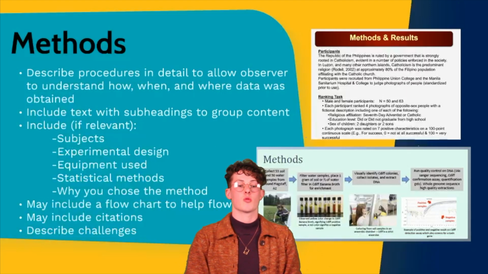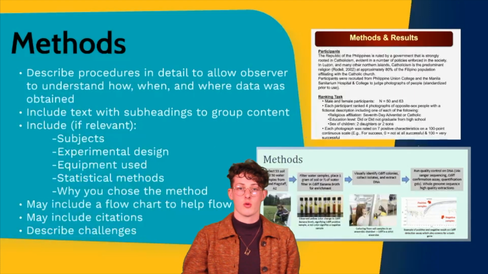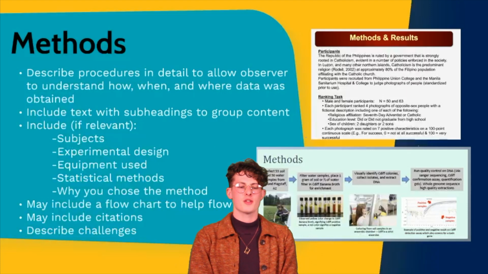In your method section, you want to make sure that you are keeping your information concise and to the point, and you want to include text and subheadings to group content. That way, there's a clear flow for people to follow. That may also include adding a flow chart to help navigate the way that people read it, as well as, if relevant, you want to keep your subjects. Maybe there's an experimental design or the equipment used and other context building clues into how you did the research that you did.